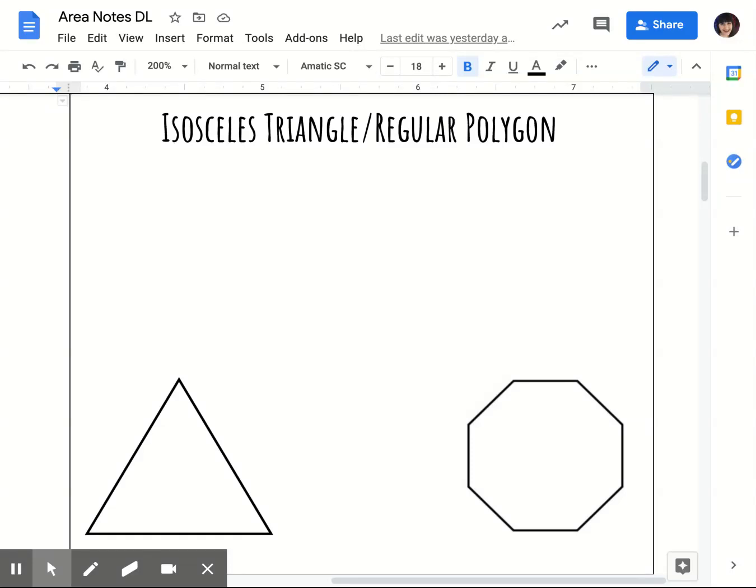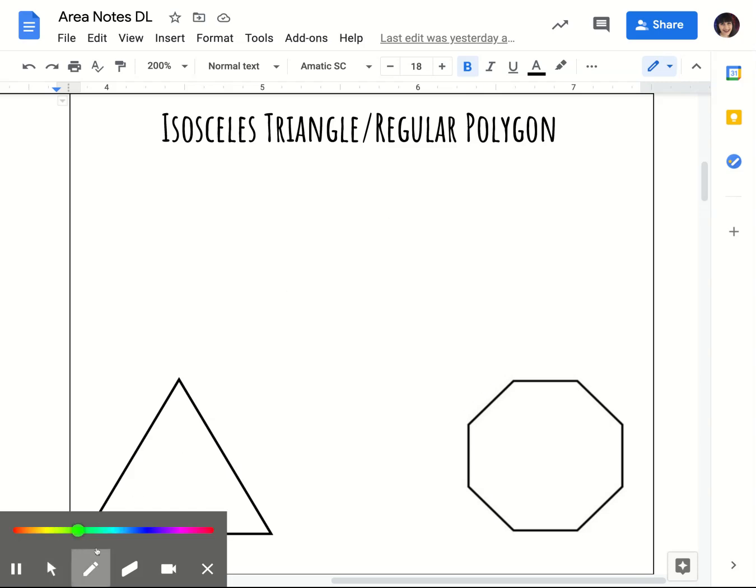Hello everybody. So this video is going to be a pretty quick one because it's just on how to find the area of a regular polygon. And you'll see why in a second when I show you the formula, why it's paired with an isosceles triangle. I'm going to divide this into two parts. I'm going to show you an example with an isosceles triangle, and then I'm going to show you how this works with a regular polygon.